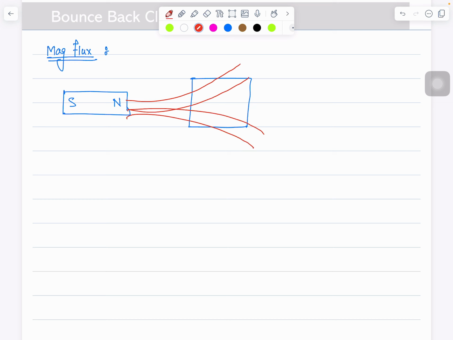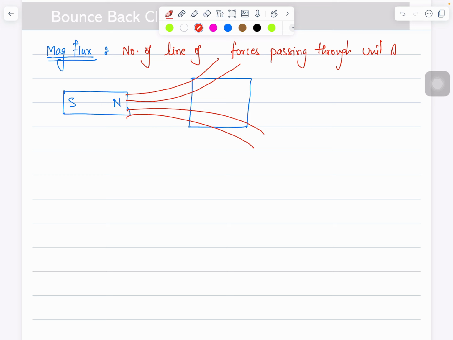Yes. Okay, remove this one, because it is crossing. Now the lines of force are passing. So how many lines of force are passing? That is called magnetic flux. So it is the number of lines of force passing through unit area. Clear?